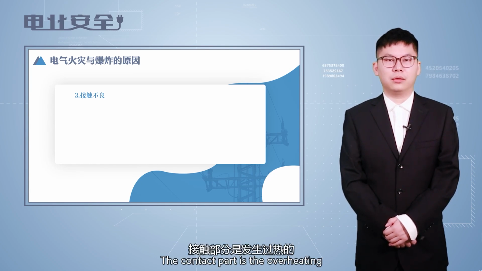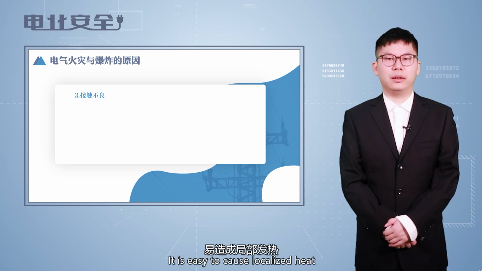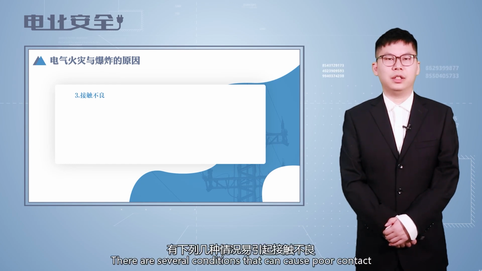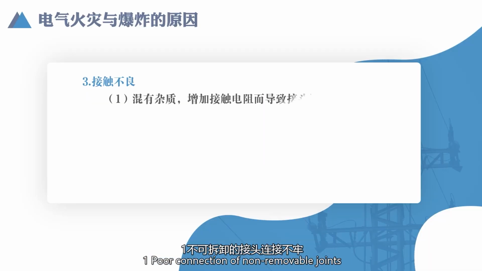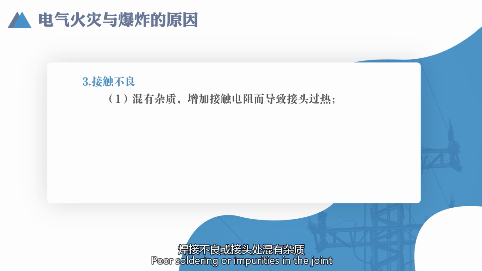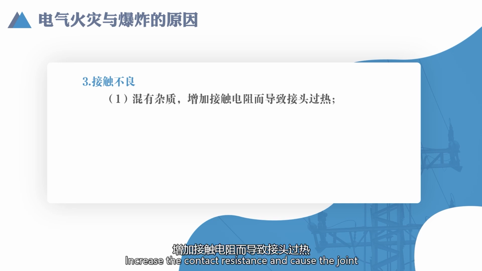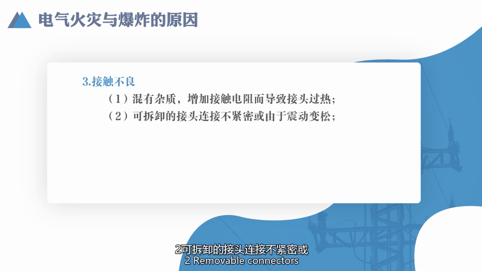The third cause is poor contact. The contact part is a key part, and it is easy to cause localized heat and burns. There are several conditions that can cause poor contact. First, poor connection of non-removable joints, poor soldering or impurities in the joint increase the contact resistance and cause the joint to overheat. Second, removable connectors that are not tightly connected or are loose due to vibration can also cause the joint to heat up.